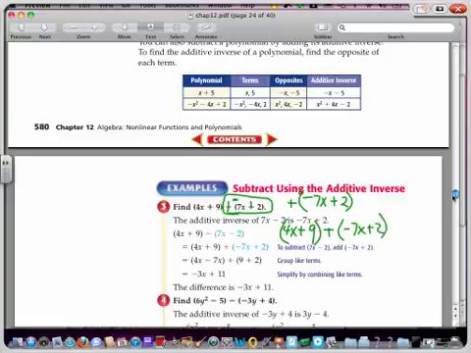if I take these terms together, 4x and negative 7x, I'm going to get negative 3x. And if I take the 9 and the 2, I'm going to get plus 11. So I'm going to get negative 3x plus 11. That's my final answer.